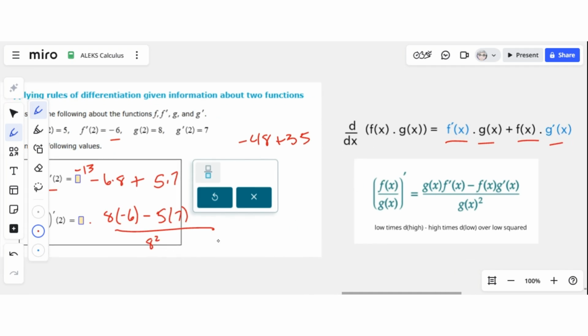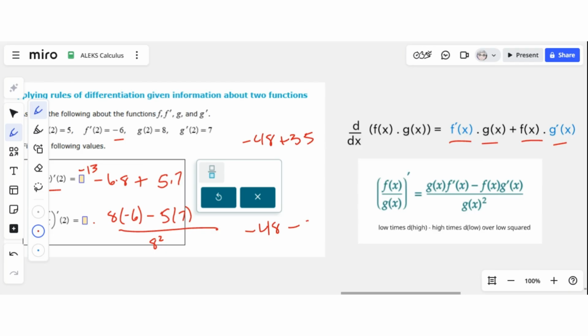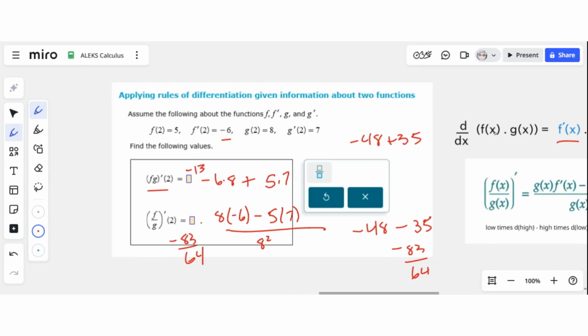All right, let's see what we end up with here. So 8 times negative 6 is negative 48, and we're going to subtract 35. Get all my signs right here. Yeah, it looks like I did. So that is negative 83 over 8 squared, which is 64. So negative 83 64ths should be your answer there.